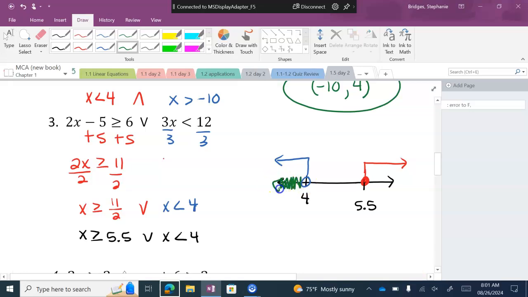What about in the middle? Is at least one of them true in the middle? No, so I would not shade there. And then what about to the right of 5.5? Is at least one of them true there? Yeah. Okay, so we're going to shade there as well.